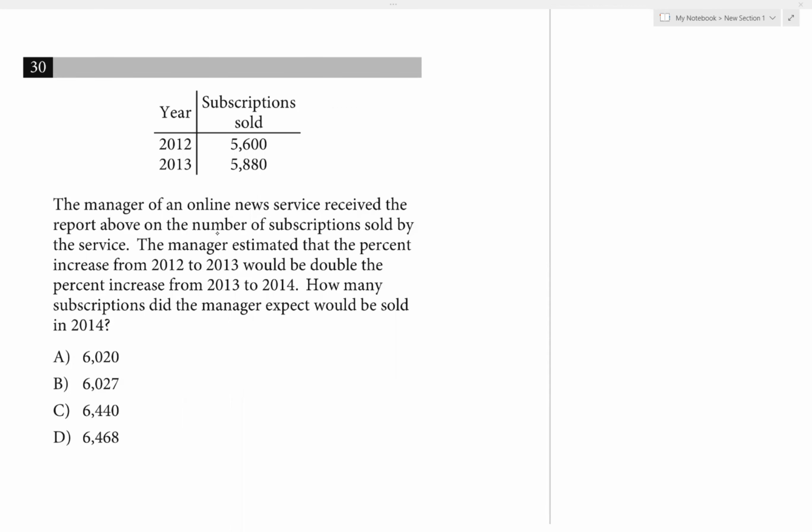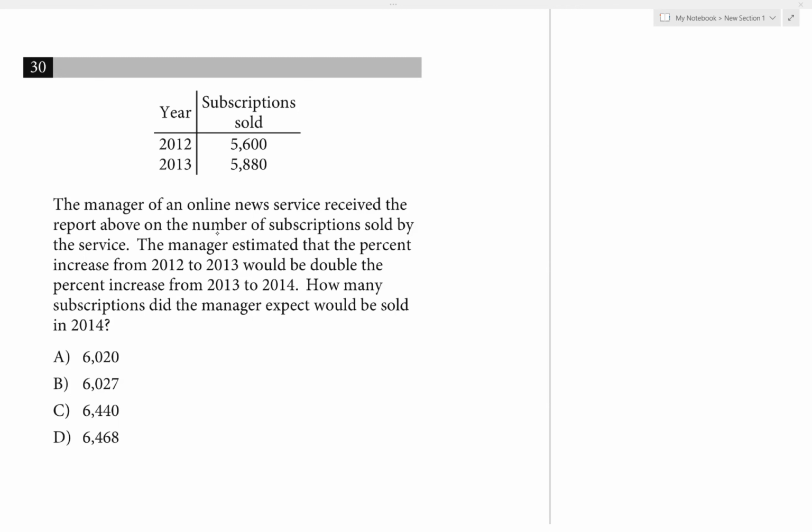All right, number 30. The manager of an online news service received a report above on the number of subscriptions sold by the service. The manager estimated that the percent increase from 2012 to 2013 will be double the percent increase from 2013 to 2014. How many subscriptions did the manager expect will be sold in 2014?